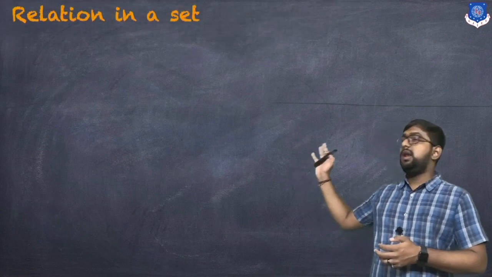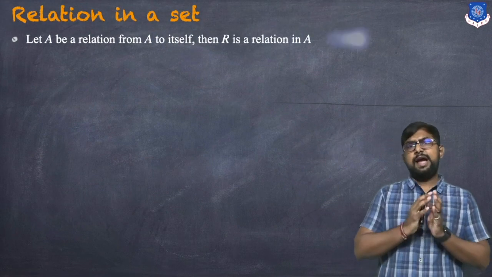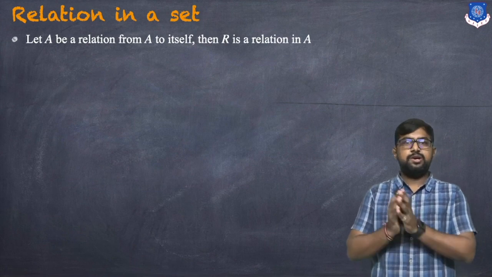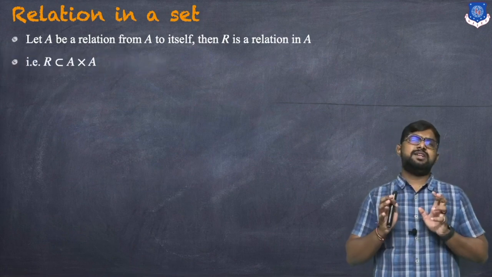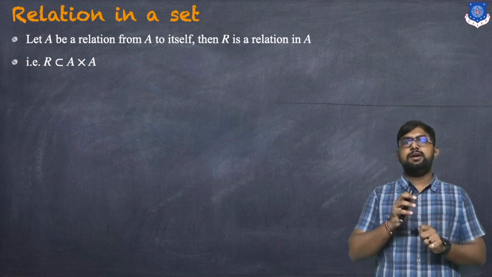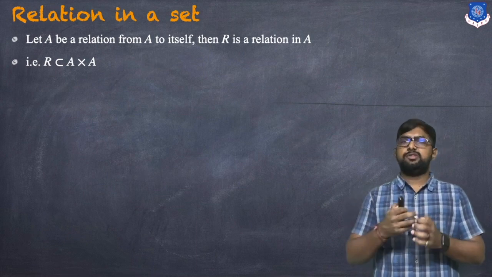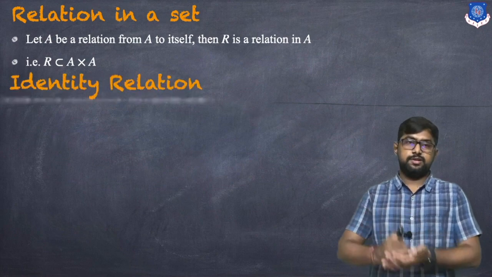Now what is a relation in a set? Let A be a set and let R be a relation from A to itself. Then R is a relation in A. That means both the sets are same. So we can say that it is a relation in a set A, that is, R is a subset of A cross A.